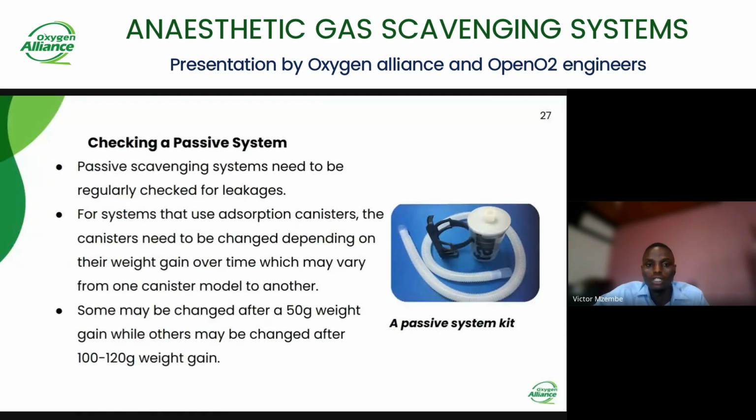So for the passive system, as pointed out, some just use piping. They just take the waste anesthetic gas directly to the atmosphere. For systems like that, you just need to regularly check them for leakages. But for systems that use adsorption canisters, for example, we have a passive system kit on the right of the slide, you have to ensure that the canisters are changed depending on their weight gain over time. The weight gain limit varies from one canister model to another.